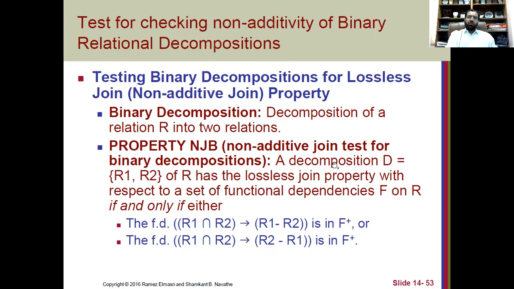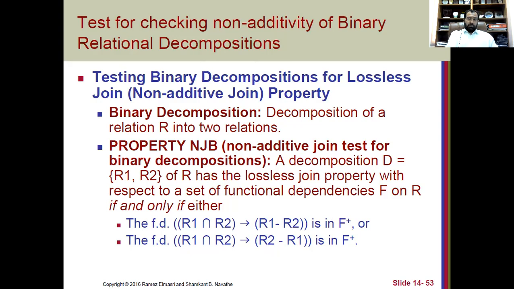So here is the concept of the property called lossless join or non-additive join. A decomposition D, say R1 and R2 of R, has the lossless join property with respect to the set of functional dependencies F on R if and only if either of the FDs holds. And what are those FDs? The intersection of R1 and R2 determines R1 minus R2 and is in F plus, or the intersection of R1 and R2 determines R2 minus R1.